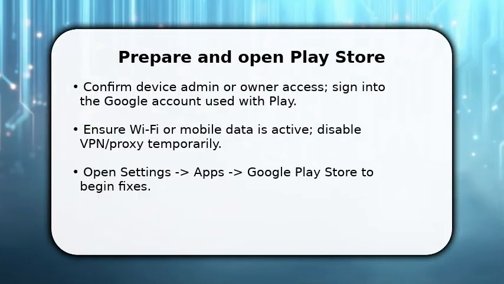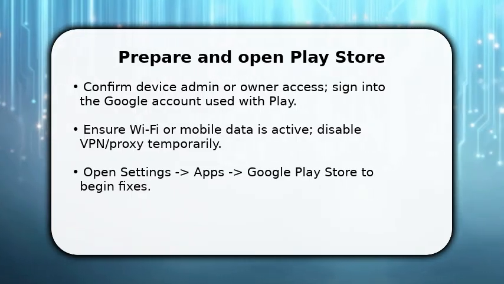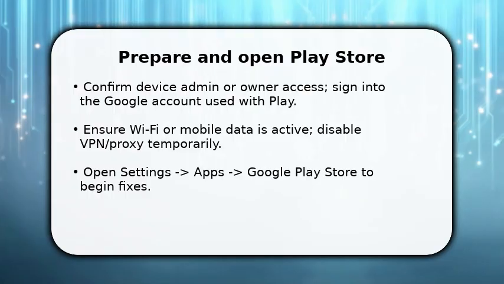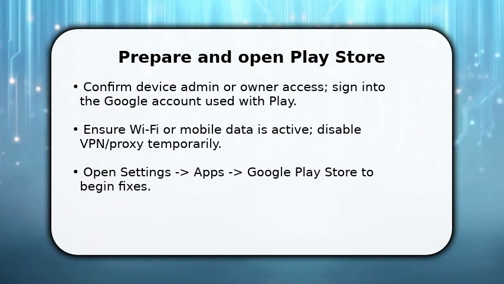Now go to Settings, open Apps, and tap Google Play Store. This is where you'll clear data, check permissions, and re-enable the store if it's been disabled. Do these first steps so the system will accept later changes.